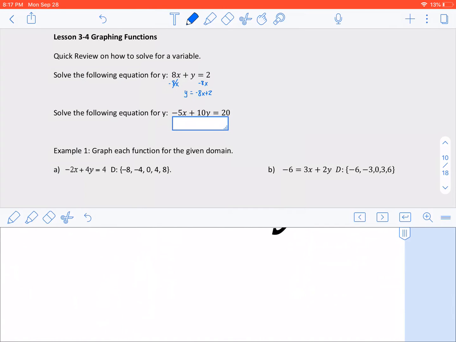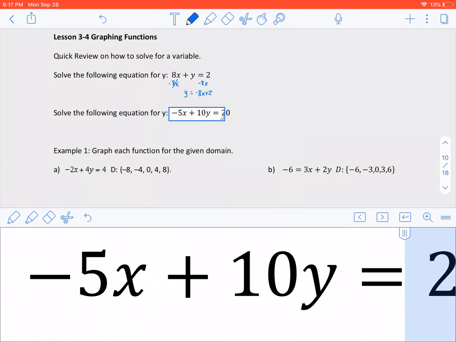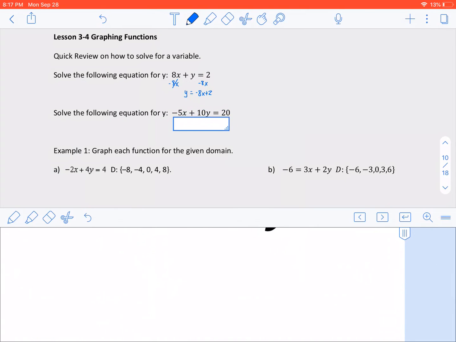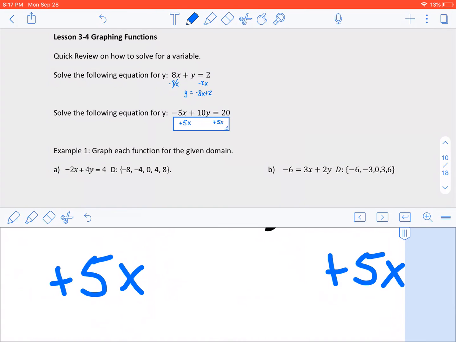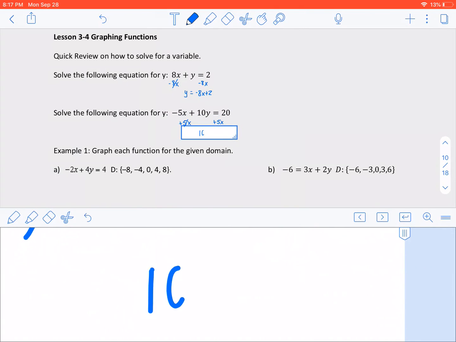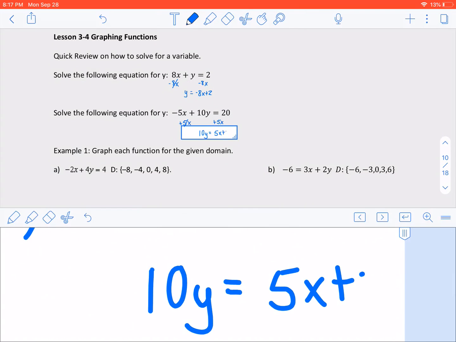On this one, we're going to have to do a little bit more. Still, the y is being multiplied by 10 and subtracted by 5x. Whenever we solve, we always look to add or subtract first. So, in order to get rid of the minus 5x, I'm going to add 5x. What I do to one side, got to do to the other. See how this all boils down to the same stuff we've been doing this whole time? So, now that's gone. I get 10y equals 5x plus 20.